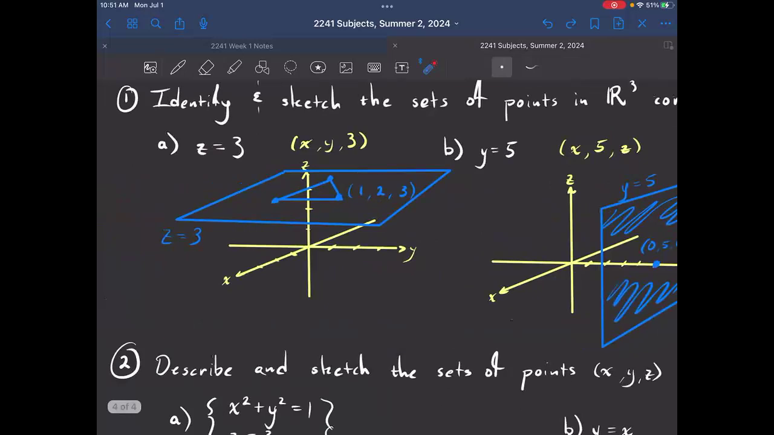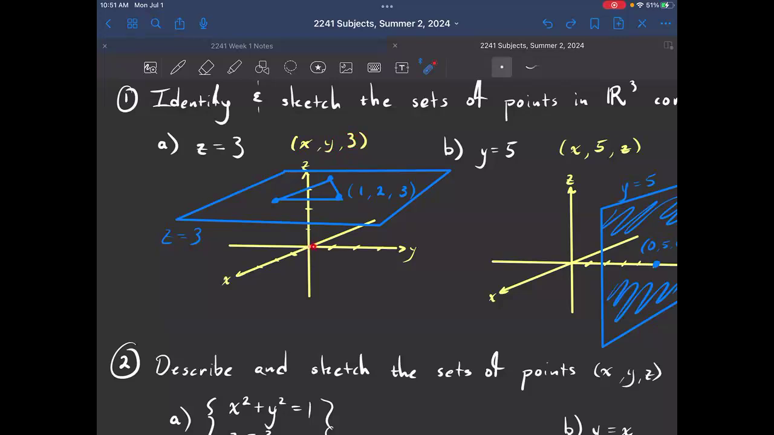So in A, we're given the equation z equals 3. And what that's telling us is that no matter what point we look at in R3, we want that point to have z coordinate 3. X and Y are allowed to be whatever they want, as long as that last one is a 3.